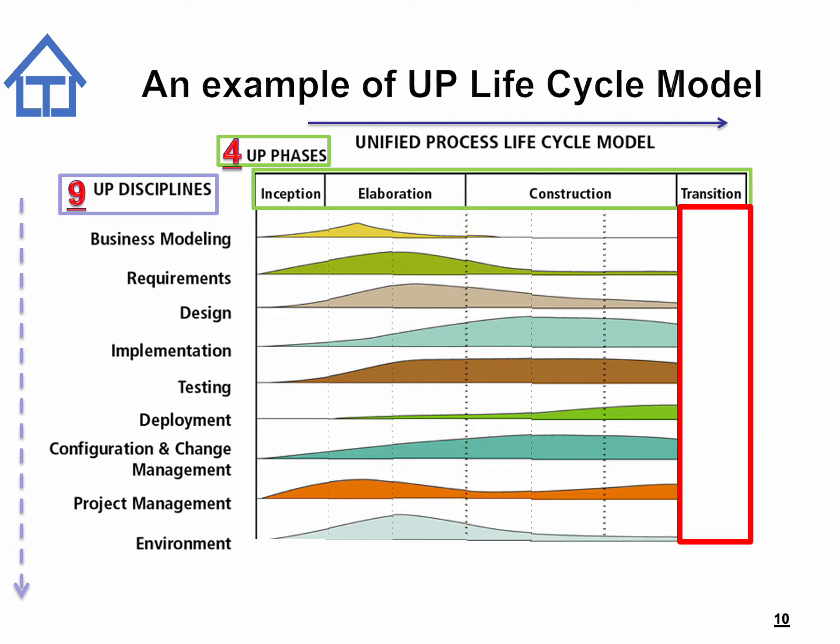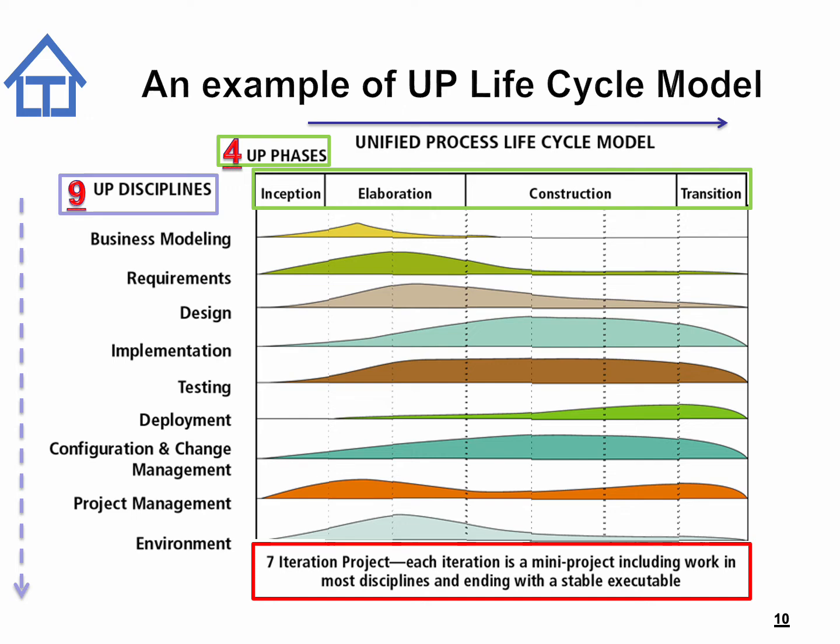Finally, the project proceeds on to the transition phase. There is only one iteration in the transition phase of this project. As before, all the tasks in these 9 disciplines were undertaken in this iteration. What you see here is an illustration of what a project will look like if it adopts the UP lifecycle model. In this example, the project has 7 iterations, and each iteration is like a mini project which has to include the work in most of the disciplines and ending with a stable executable system.